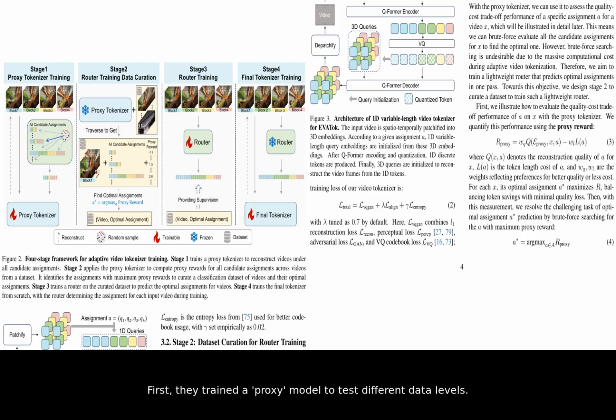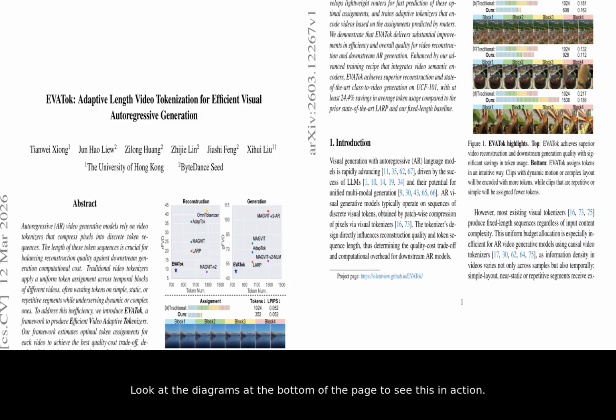First, they trained a proxy model to test different data levels. Then, they used that data to train a router that acts like a smart manager. This router looks at an incoming video and instantly decides how much detail is needed for each part. Look at the diagrams at the bottom of the page to see this in action.